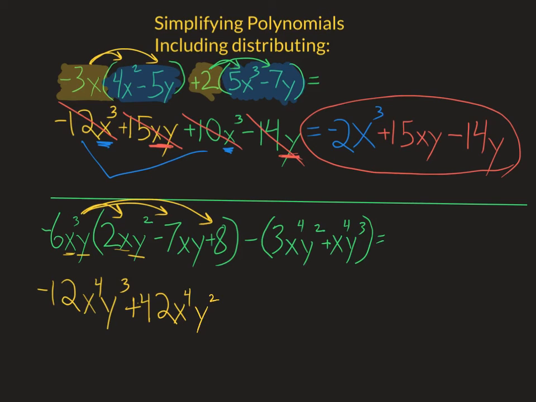Y squared, and then we've got the 8 times that -6 is -48. And since there's nothing on the 8, we're just copying down our x cubed y. All right, front half's done.